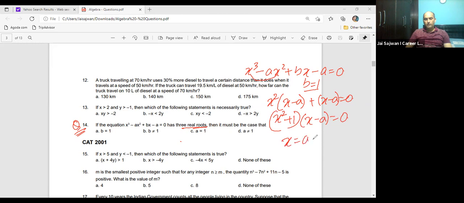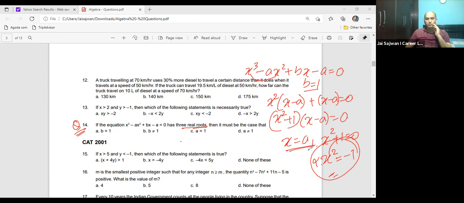So I can say there are two cases: x is equal to a, or x square plus 1 is equal to 0, meaning x square is equal to minus 1. The moment you say x square is equal to minus 1, it gives you an imaginary value, because when you take the root of minus 1, it gives you iota. The square root of any negative number will never be real. That's why this option is ruled out. This could not be your answer.